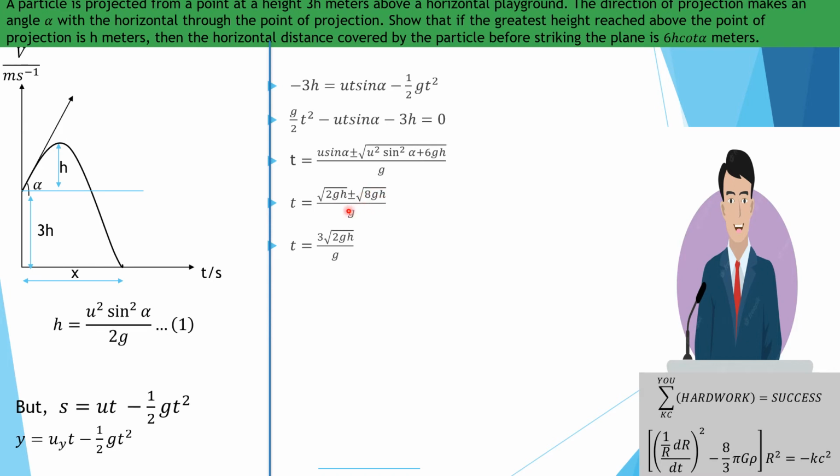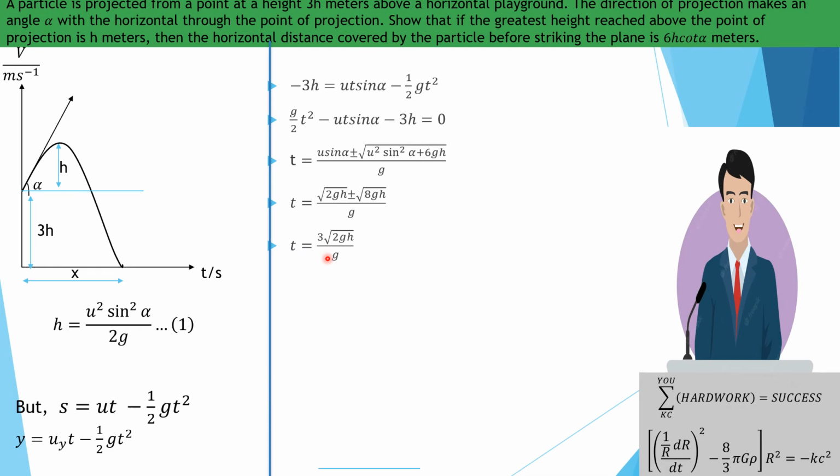Now in place of 8, you can write 8 as 4 times 2, then the square root of 4 is just 2, so you actually have 2 root 2gh. Added to root 2gh, you have 3 root 2gh, all that over g. So that's your time right there.